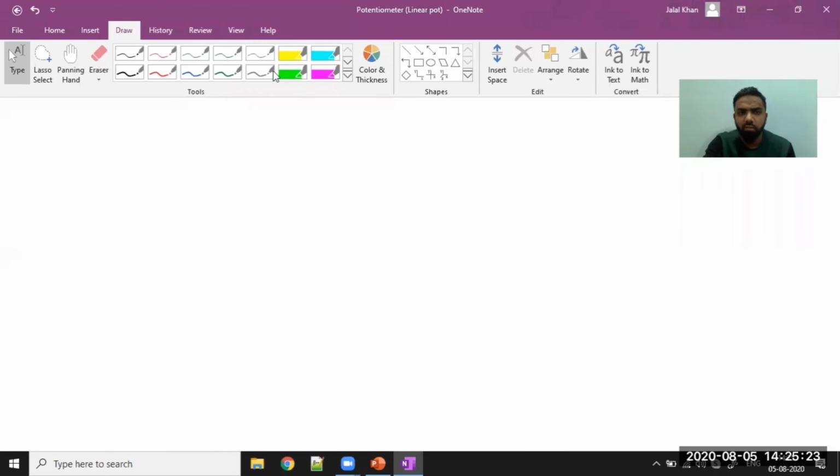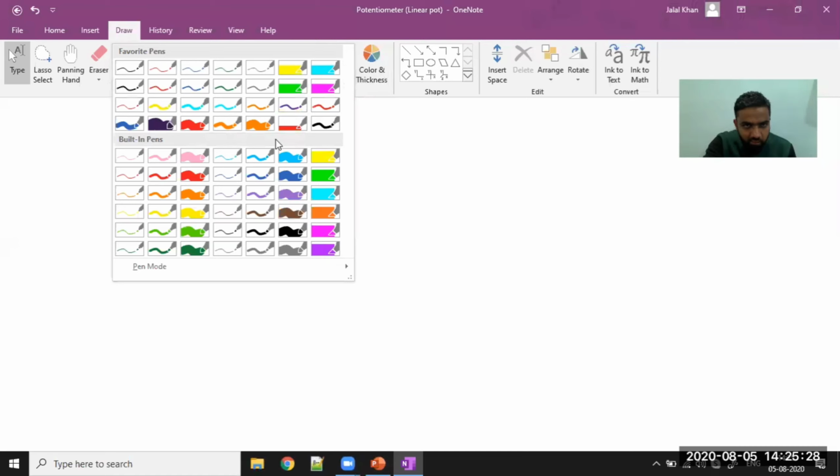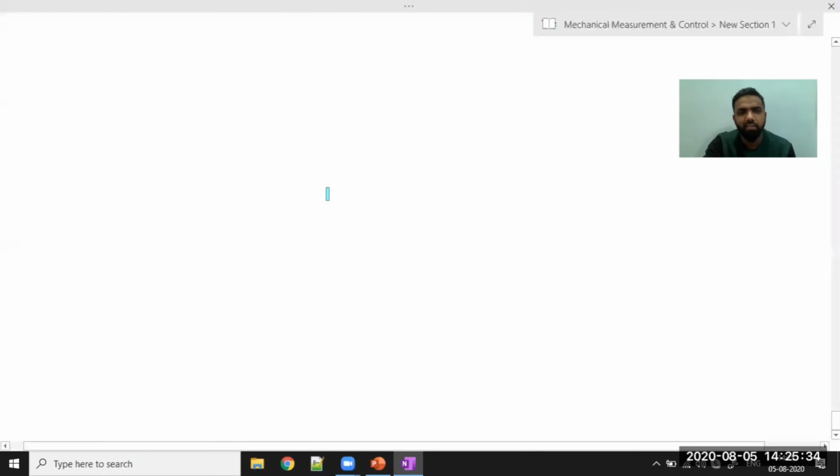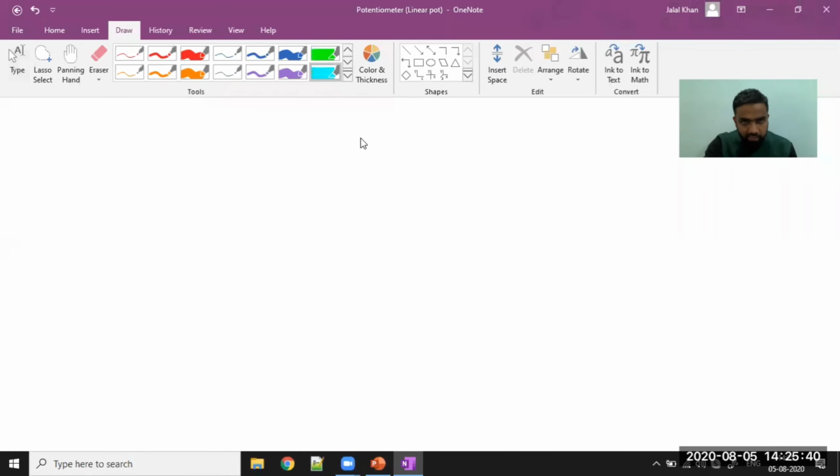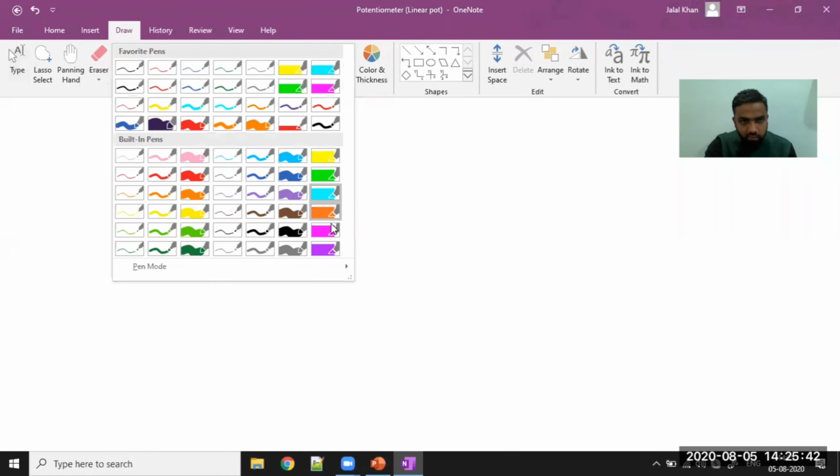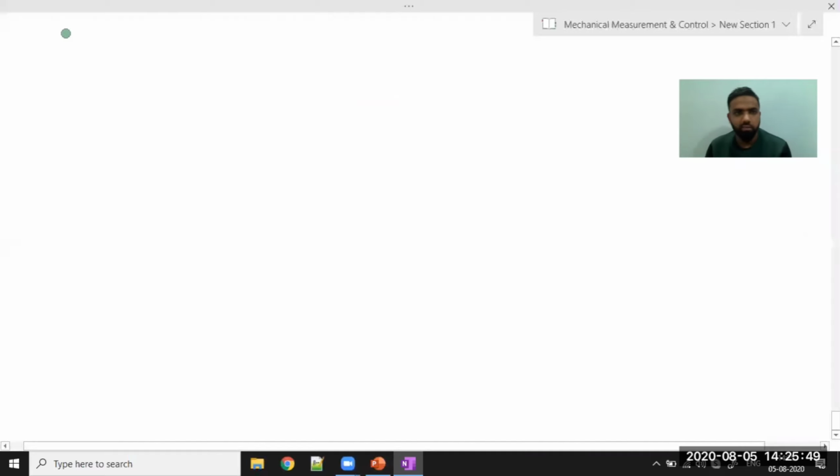Potentiometer is very cheap in the market. It is available at a very cheap rate. I'll just take one good, okay, which color? This color, I think it will be visible, but this is of a large size. I'll just change it. One second. This will also do.